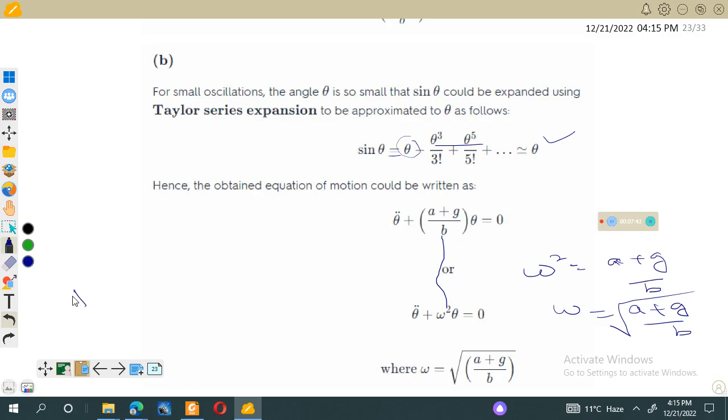So you know that time period is equal to 2 pi over omega. We will put the value for this omega, which is equal to the square root of a plus g over b, into this, and this will yield the expression for the time period.